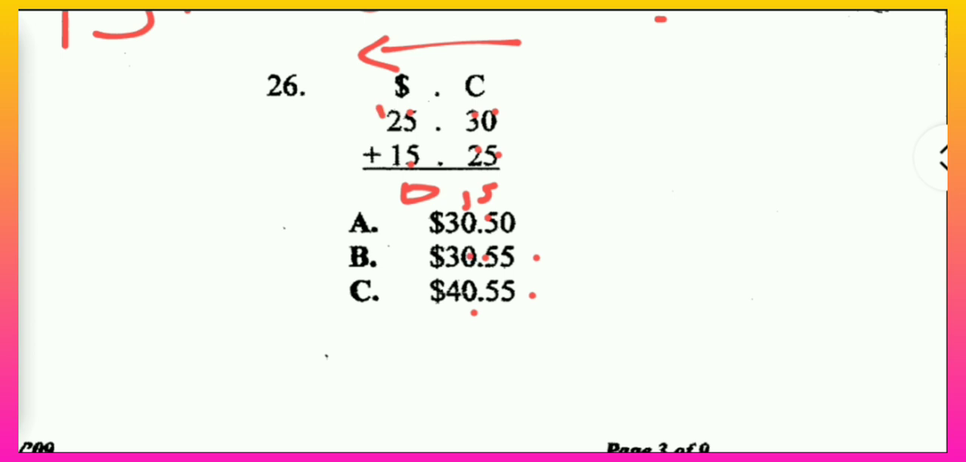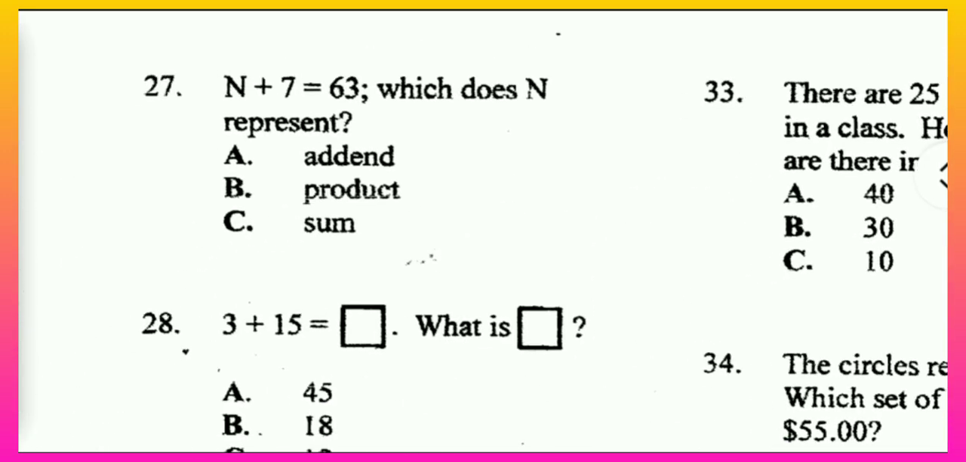Alright, 5 plus 5 is 10, so you rename that. Bring it over. Alright, 2 plus 1 is 3 and 1 is 4. So the answer is C. $40.55. Moving on to 27. We're getting there, guys. Now we're going up to 30.